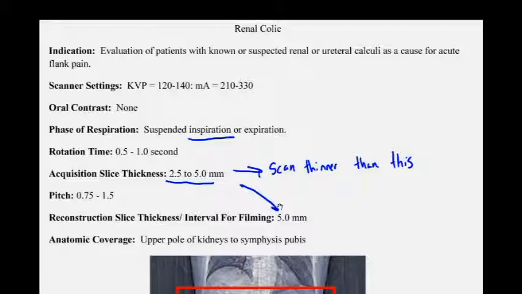The reconstruction slice thickness is 5 millimeters. Usually, 5s are a good place to start. And if you were to see a stone and you need smaller, thinner slices, then you can always go back and reformat those.